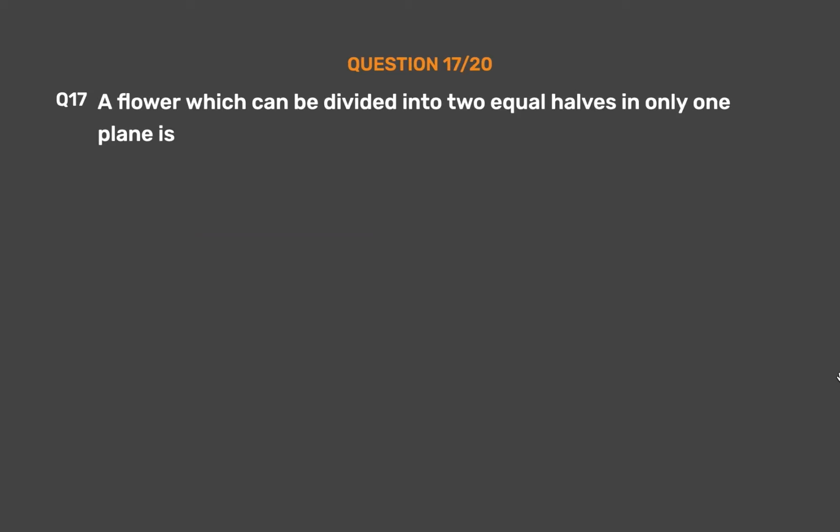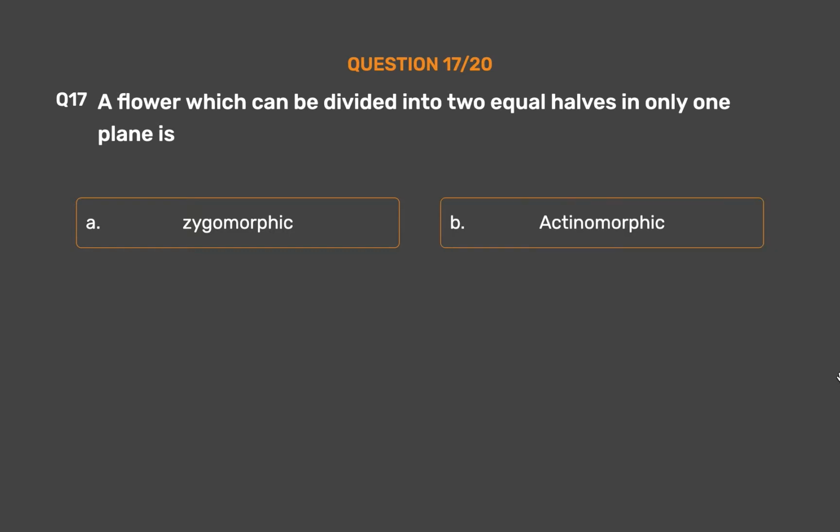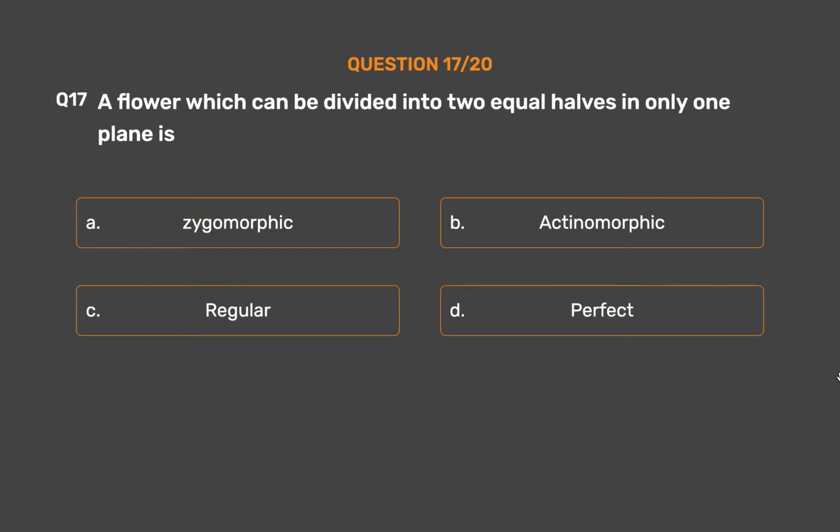Question number 17. A flower which can be divided into two equal halves in only one plane is: option A. Zygomorphic. Option B. Actinomorphic. Option C. Regular. Option D. Perfect.